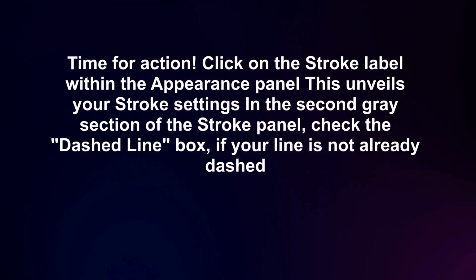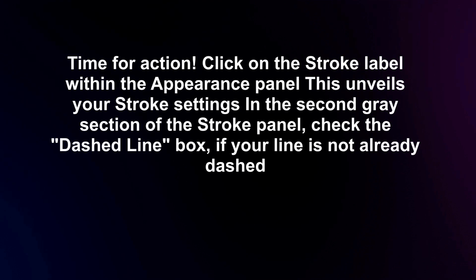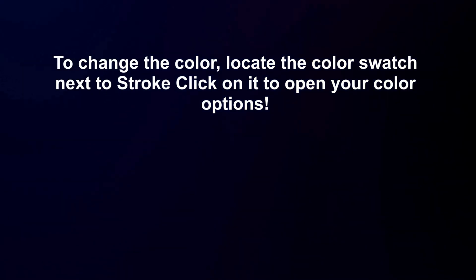In the second gray section of the stroke panel, check the dashed line box if your line is not already dashed. To change the color, locate the color swatch next to stroke. Click on it to open your color options.